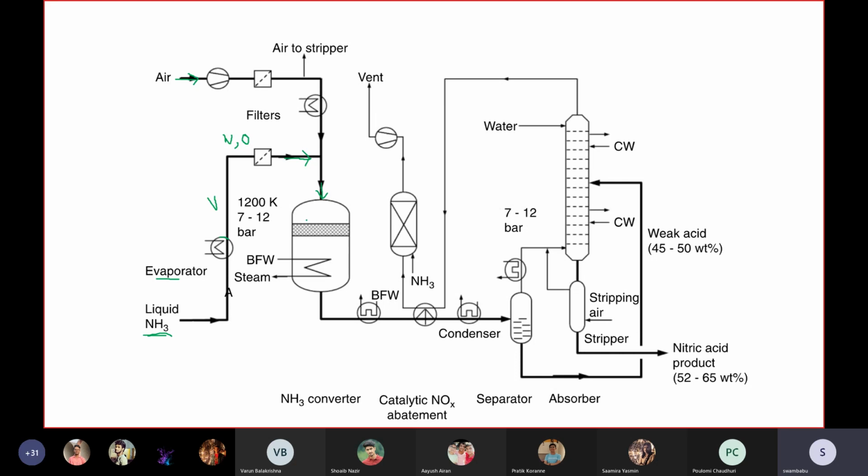Then comes the ammonia oxidation reactor. As I said, it will be meshes or gauzes of platinum-coated rhodium. Gauzes or meshes are used, and a quick, spontaneous reaction happens on this catalyst surface. This way you will get nitric oxide, and water vapors will come, and this is a highly exothermic reaction.